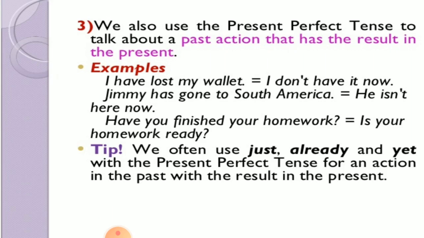So, to express that, we use the present perfect tense, meaning the action has already started in the past, but the result of it we can see in the present, meaning because of that action, what is taking place at the present. To denote that, we have to use the present perfect tense.